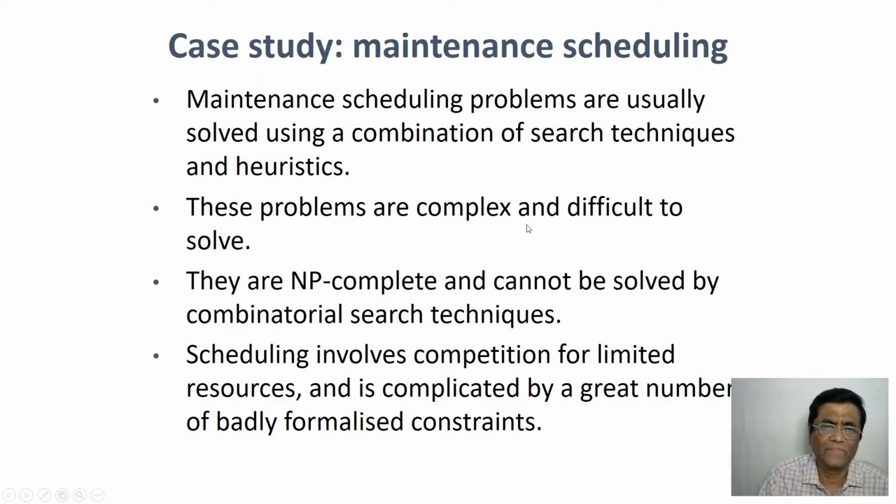Optimal means maximum, so that there will be no power cut in your area. And this kind of problem is very difficult to solve. It's an optimization problem. These problems are complex and difficult to solve because they are NP-complete problems and they cannot be solved by combinatorial search technique. So for such problems, we use genetic algorithm, which is a stochastic search technique.